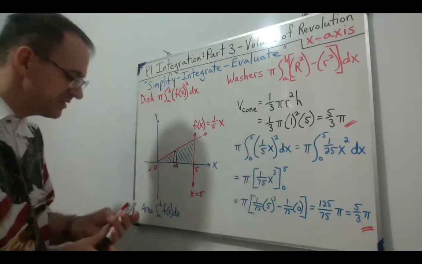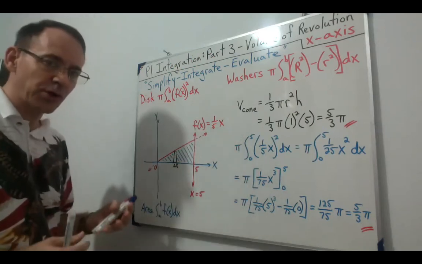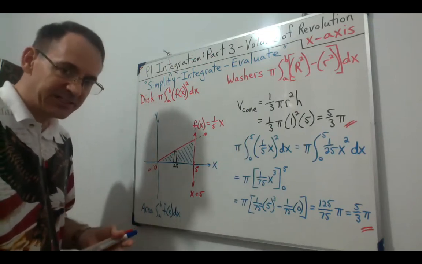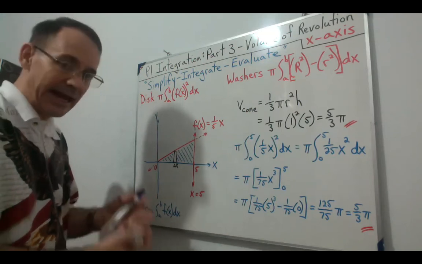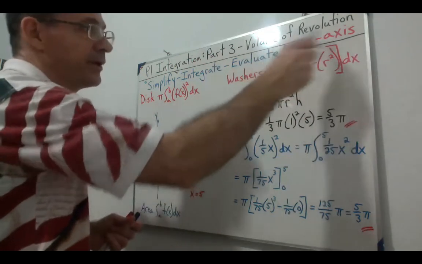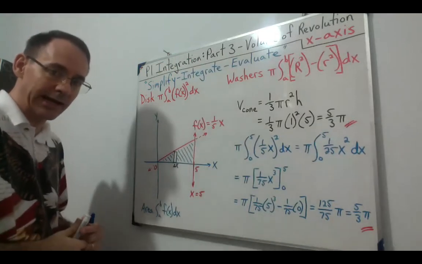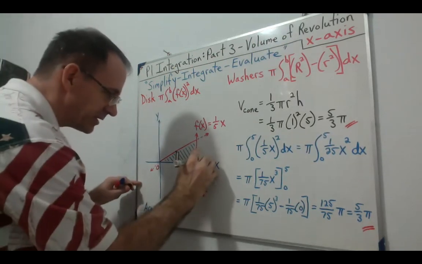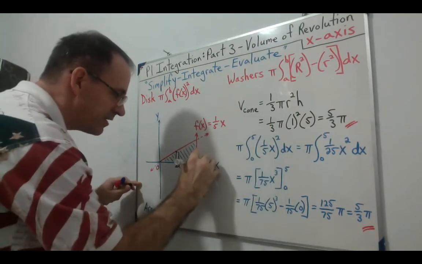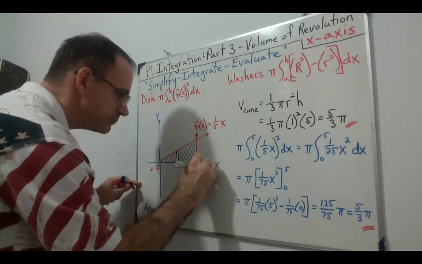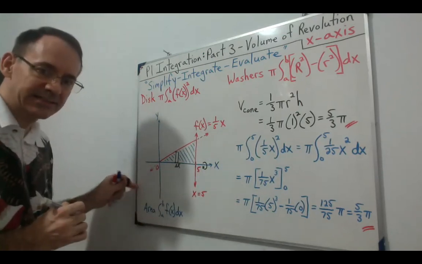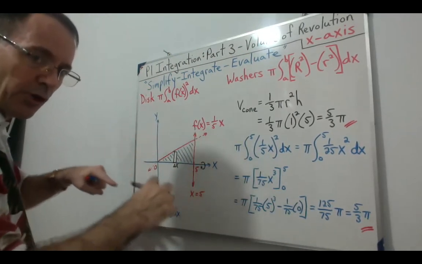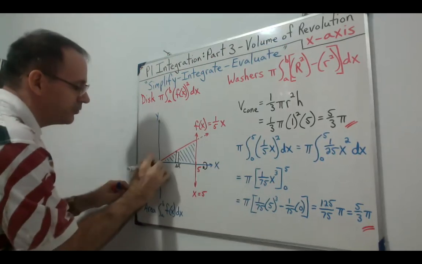So these question types are going to ask you to rotate the graph or the shaded area 360 degrees about an axis. This part 3, we're looking at x-axis. Part 4, we'll look at the y-axis. Okay, so the first thing I do is I show the rotation. So we're going to rotate this around the x-axis.